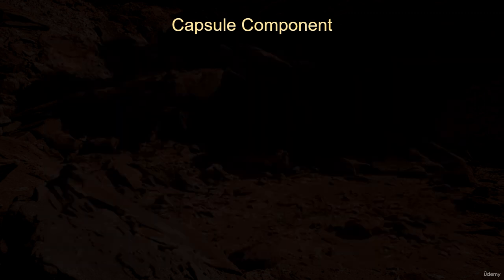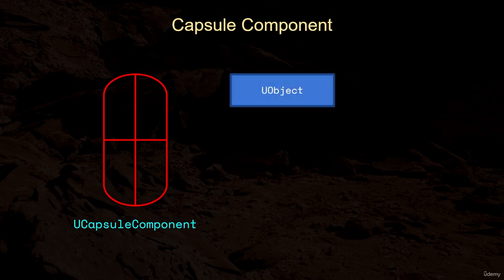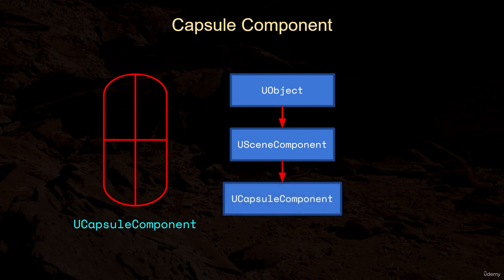So let's talk a little bit about a capsule component. Unreal Engine has a class called UCapsuleComponent. You see the U there? That should tell you that this is derived from UObject and is not an actor. So we know about the UObject class, and derived from that, we have USceneComponent, which has a transform and the ability to support attachment. Derived from USceneComponent, we have UCapsuleComponent.